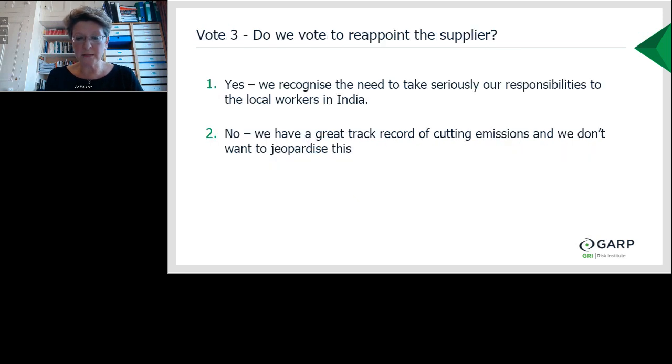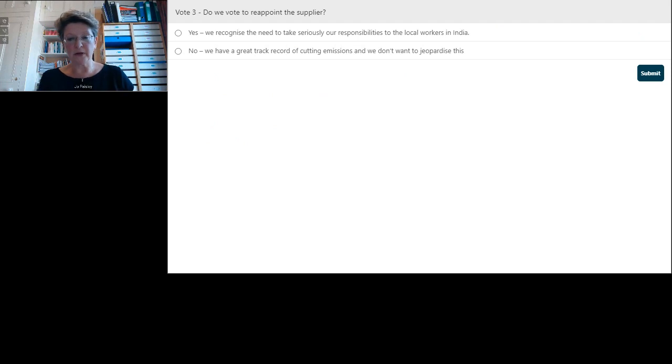And this is going to be your third vote. Are we going to vote to reappoint them? And yes, because we recognise the need to take seriously our responsibilities to the local workers in India, or no, because we have a great track record of cutting emissions and we don't want to jeopardise this. And we see this actually as the way to get us back on track. So there's the vote for you. Vote number 3. What are you going to do?